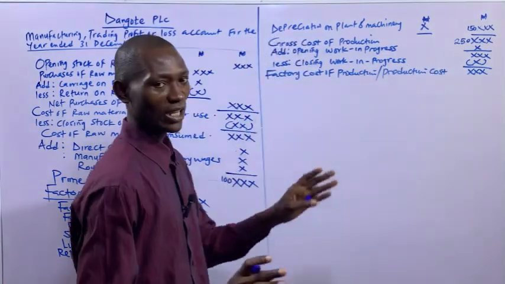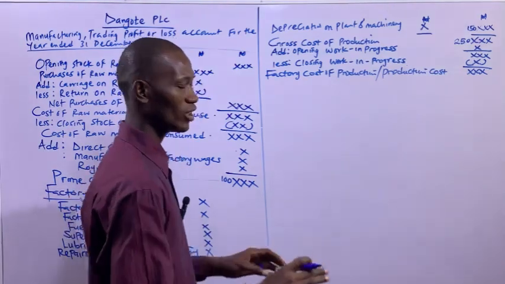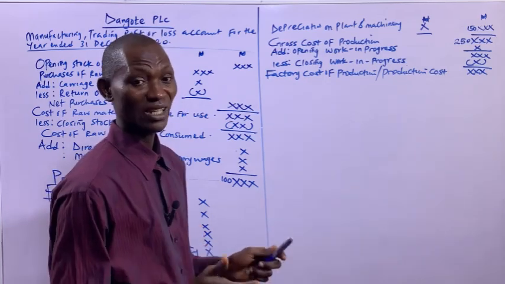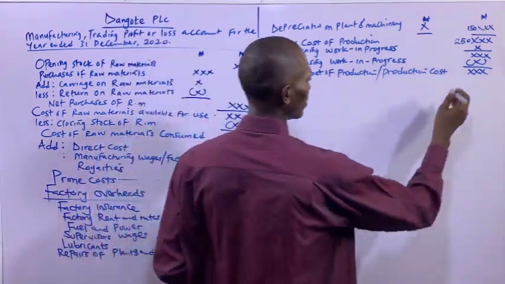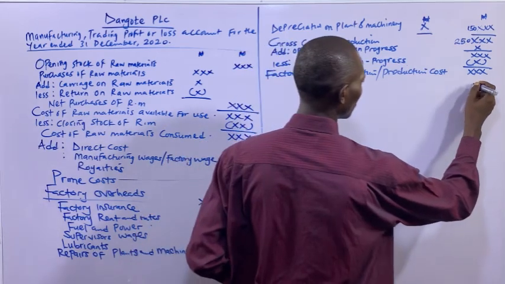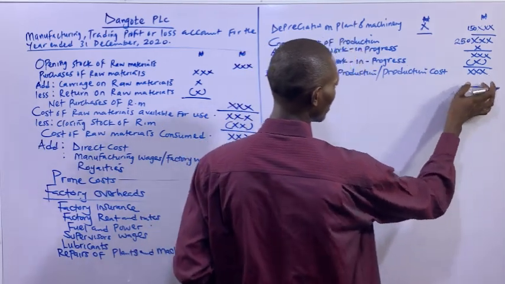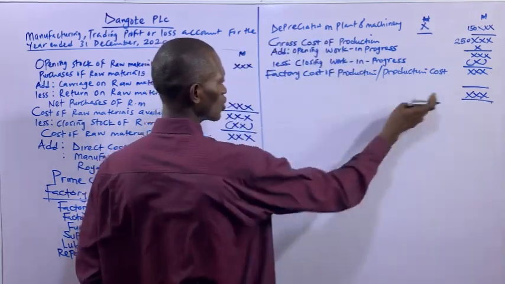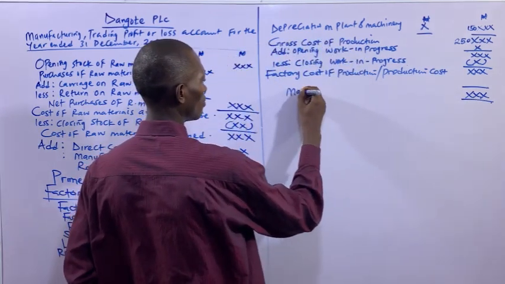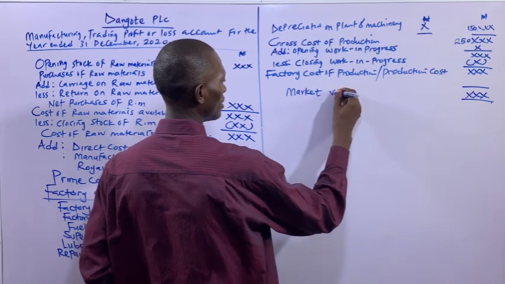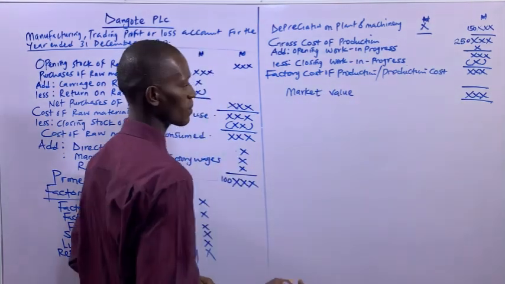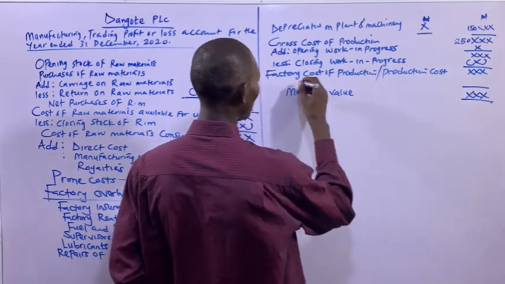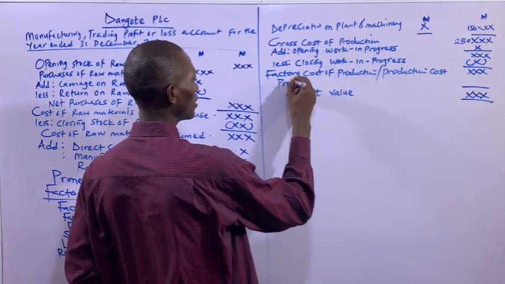So when you are given the market value in the additional information, that amount should be transferred to the trading account. You leave a line, then that market value you are given in the question, you bring it. This is the market value, which I said is the same thing as the selling price. Then market value minus the cost of production will give you the profit element.